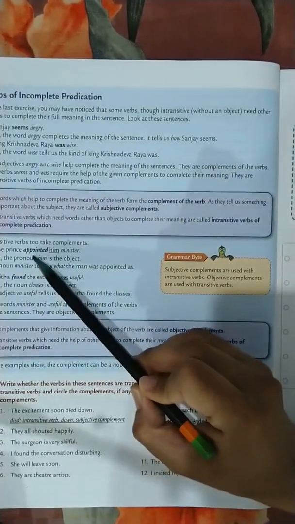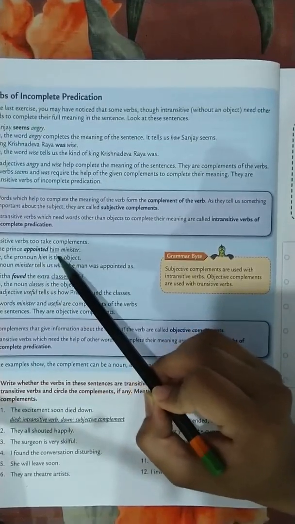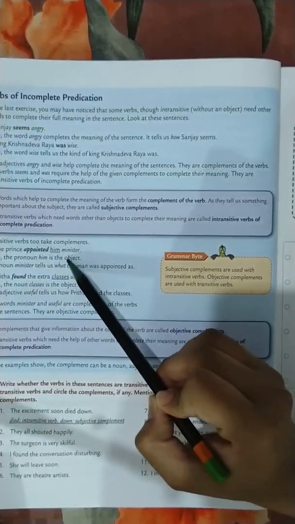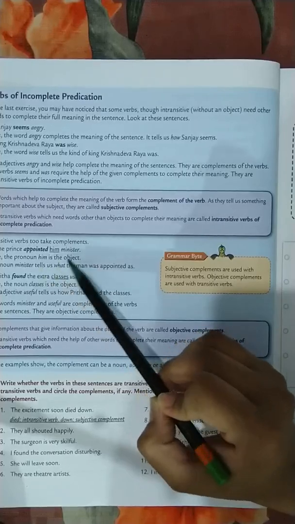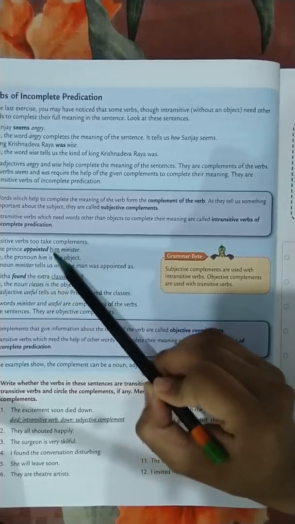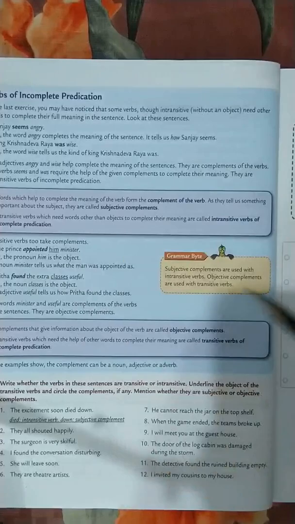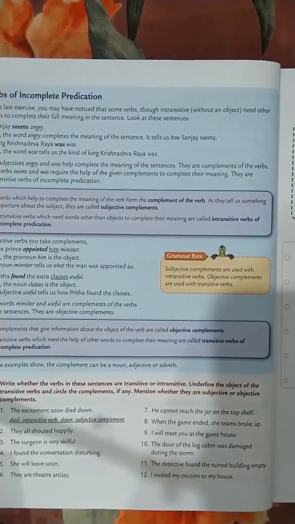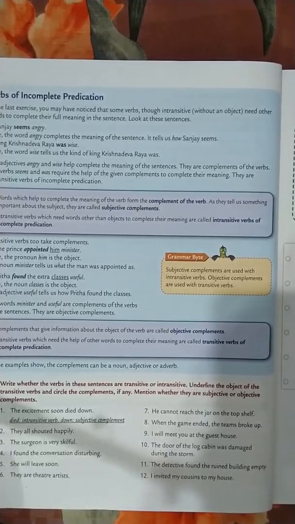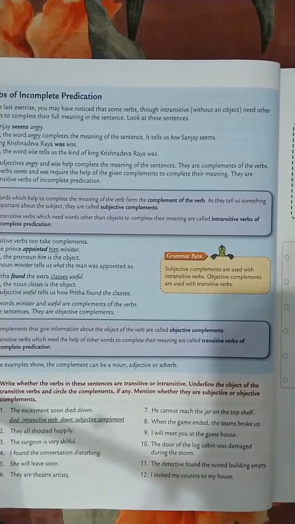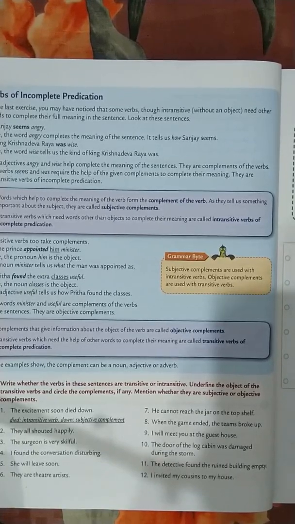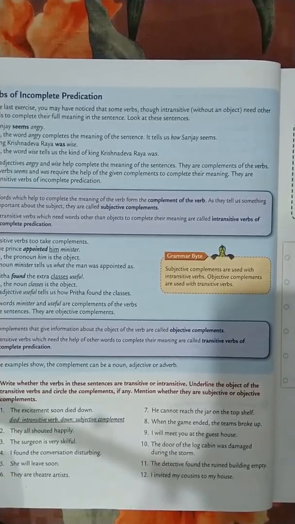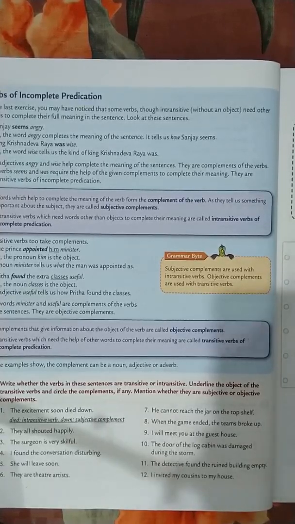The prince appointed him. Here, him is the object. The prince appointed him minister. The noun minister is telling us what the man was appointed as. The prince is appointing him as a minister, so minister tells what the man is appointed as.